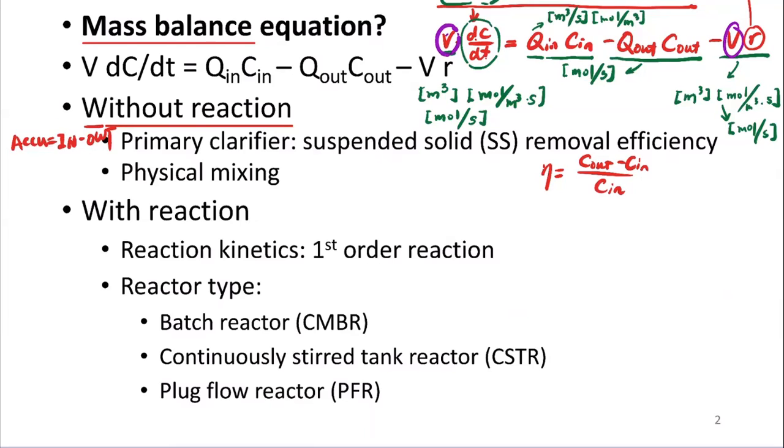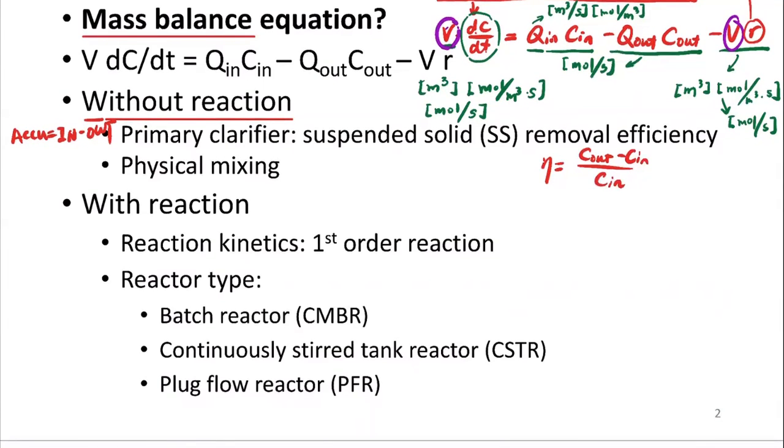Okay, so the second example is further simplified, which is the physical mixing, and we introduced the concept of steady state. So what steady state means is that the accumulation term is equal to 0. Okay, so if the accumulation term is equal to 0, then what that means is the in is just equal to out. So that will get things further simplified, and we introduced the mixing of the sewage water.